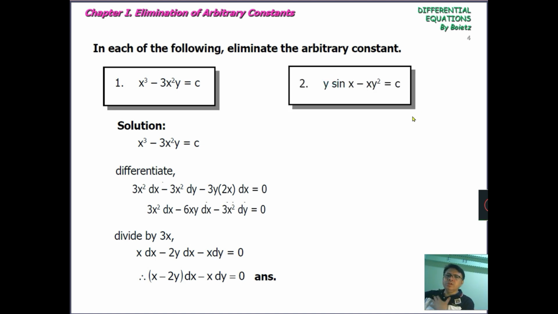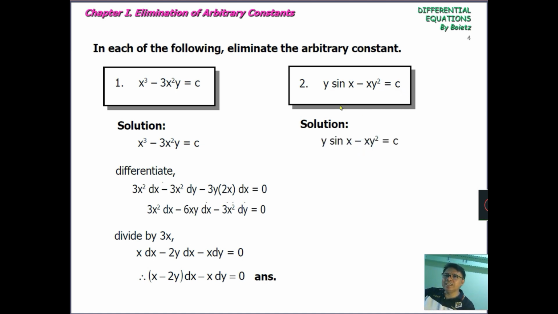Then problem number 2, which is quite similar to this one. Of course, it's only the second problem. What's different here is that this one has two products. Okay. So, y sin x minus xy squared equals c. The variables here are obviously x and y. The sin is sine, we won't treat it as a variable. Then the arbitrary constant is just c.